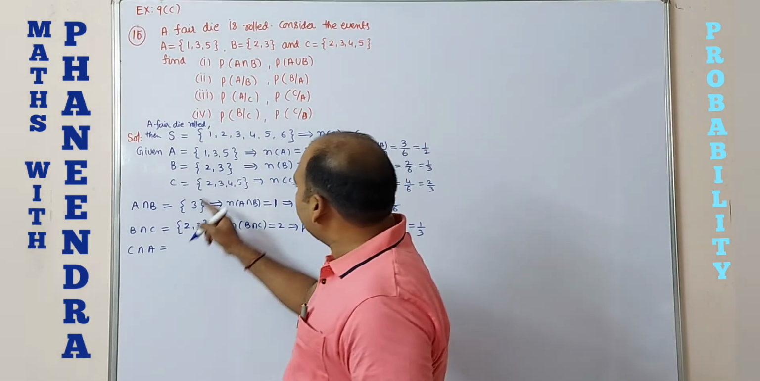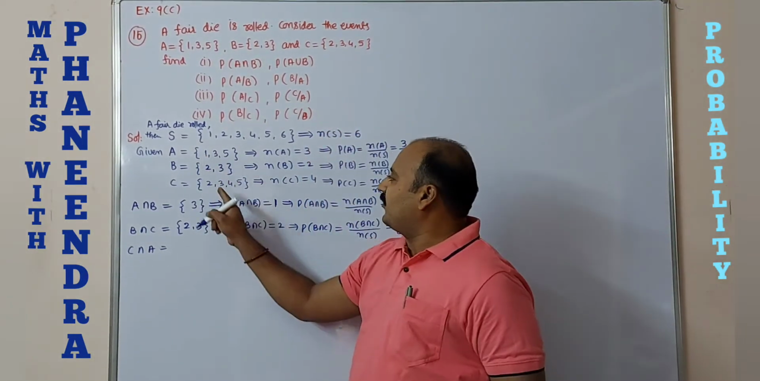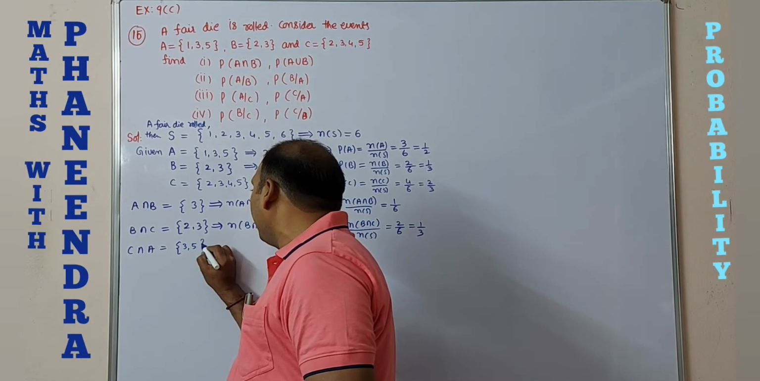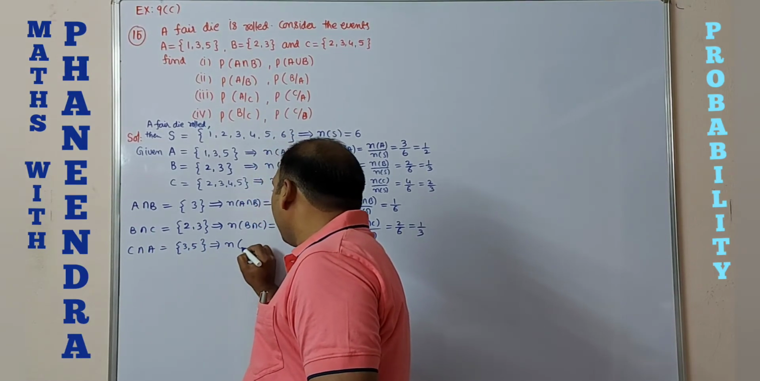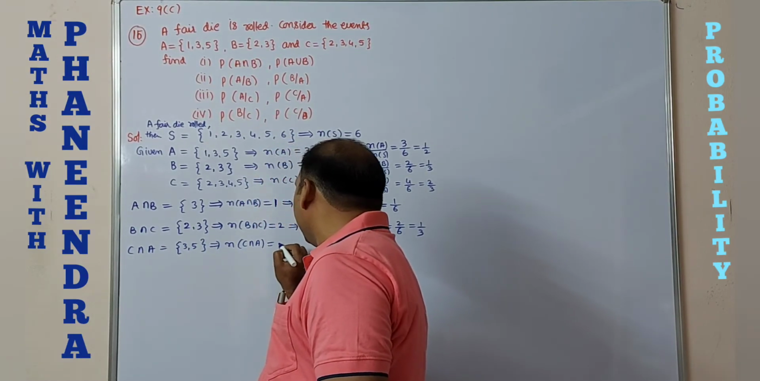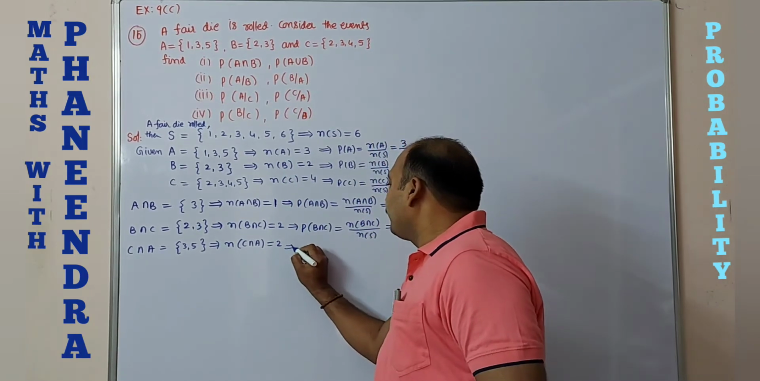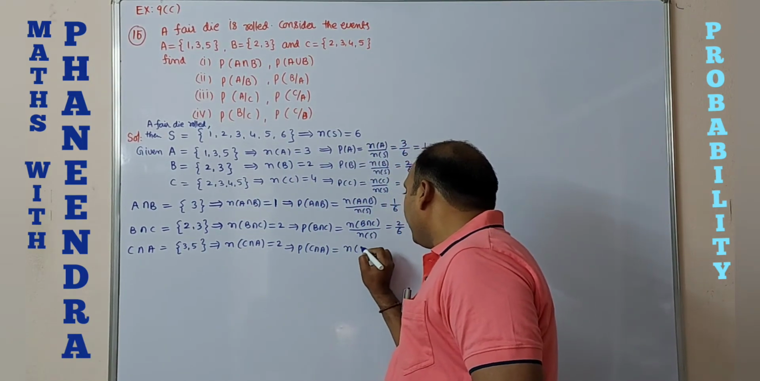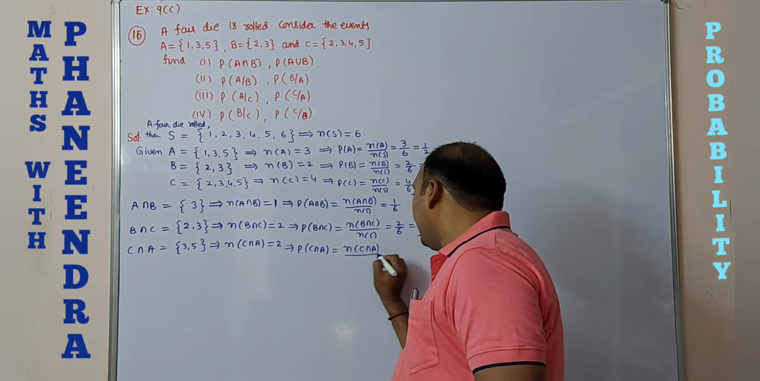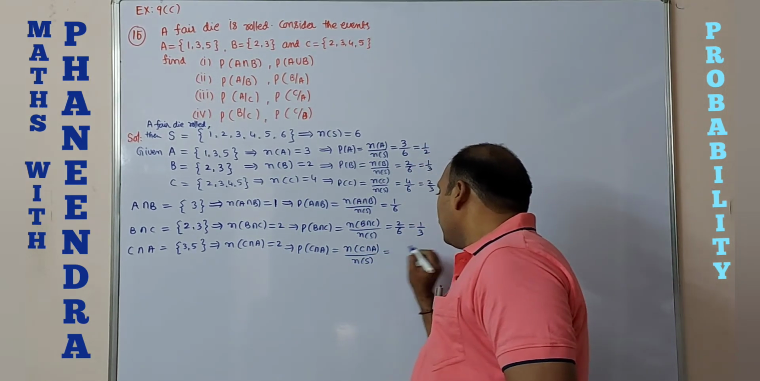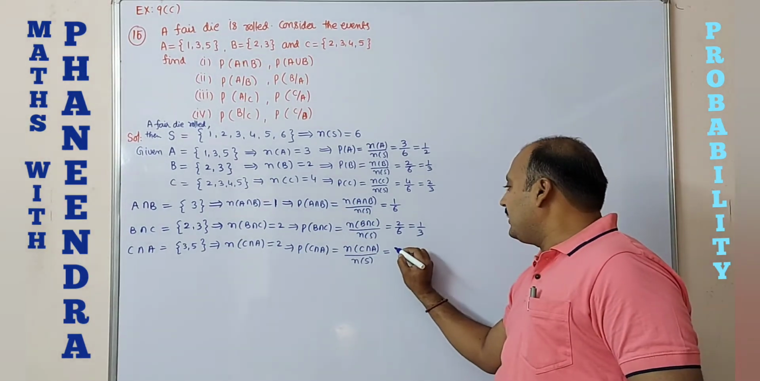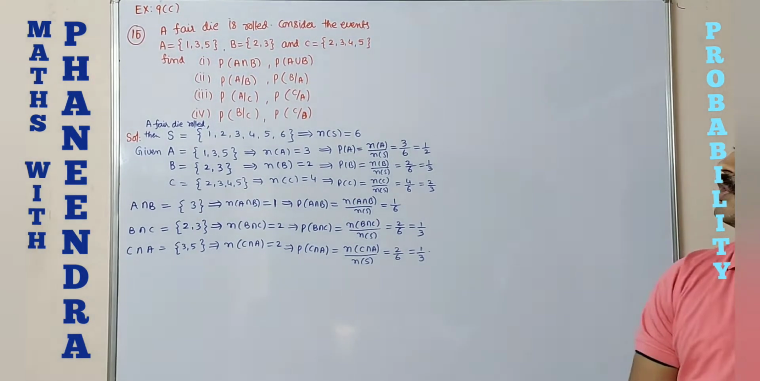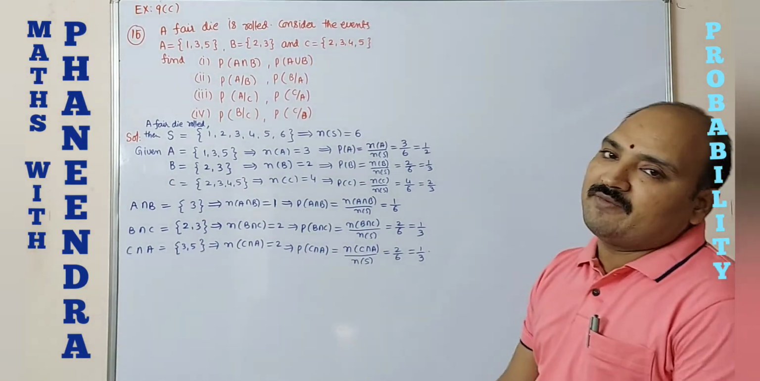Similarly C intersection A. 1, 3, 5. Here 3, 5 is common. So common elements 3, 5. So n of C intersection A is equal to 2. That implies P of C intersection A is equal to n of C intersection A by n of S, which is equal to 2 by 6, 1 by 3. So complete information we got. One by one we will do that.